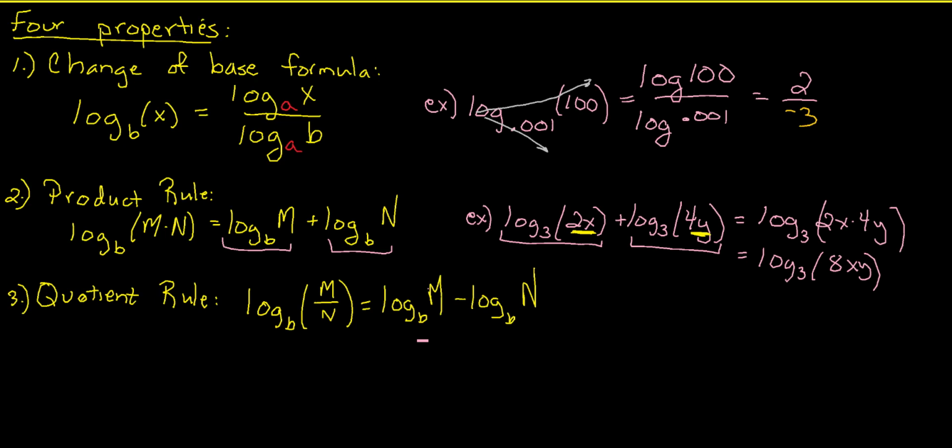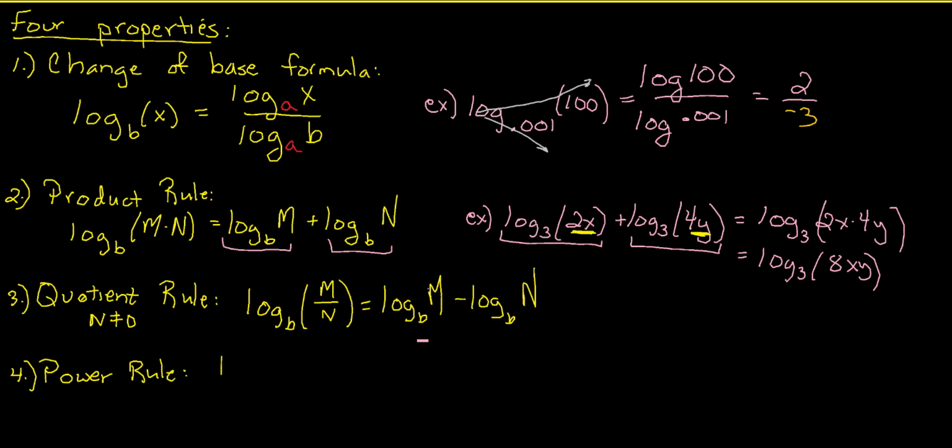The quotient rule works in a very similar way. Keep in mind, I'm not worried about n being 0. n is not going to be 0 because I cannot even take log of 0. 0 is not in the domain of the log function. So I'm not worried about dividing by 0 there. And as a fourth property that you should be aware of, this is called the power rule. We'll write that down here.